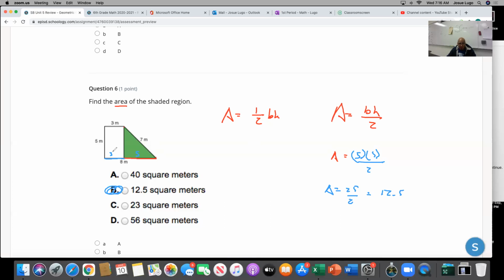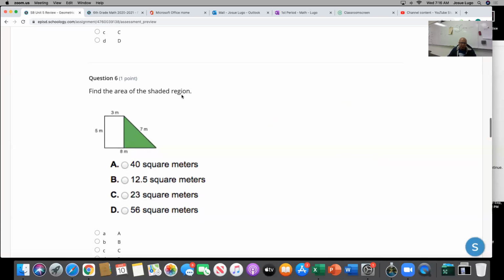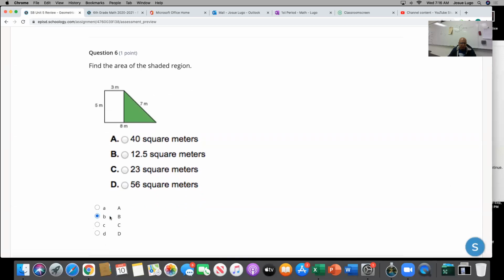Technically, I could also treat this like a trapezoid. This would be base 1, base 2, and the height is 5, but you would get the same answer, but that's obviously more complicated. Actually, no, don't do that because you're trying to get it solved. All right, moving on. So that would be B.